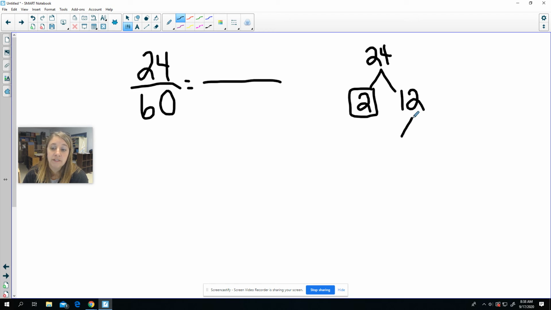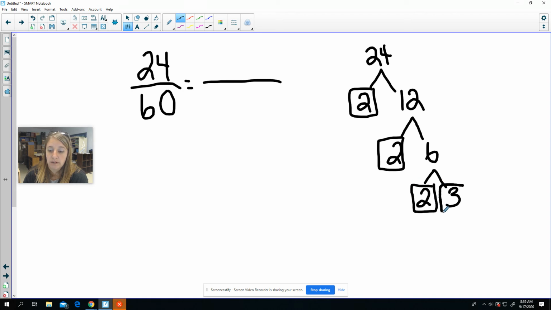So now 12 is not prime, I can break it apart further. 12 is 2 times 6 or 3 times 4. Again, I already know my 2 is prime, so I'm going to use that one so I can box it, because I don't have to break it apart, and now I can break apart my 6. And 6 is 2 times 3, 2 is prime, and 3 is prime.